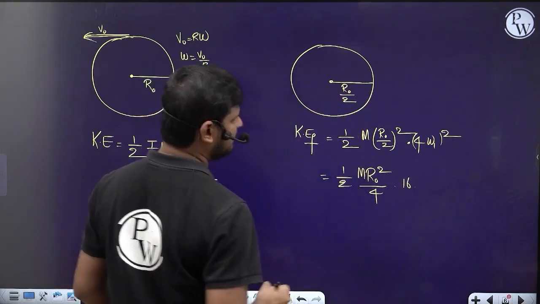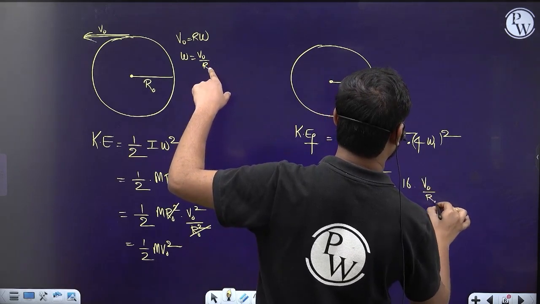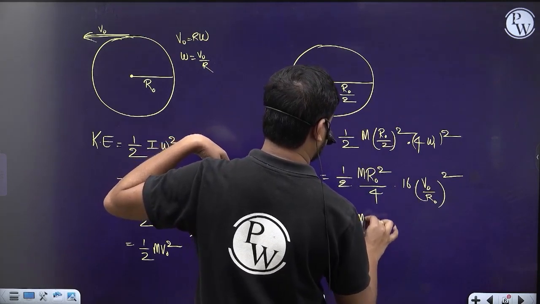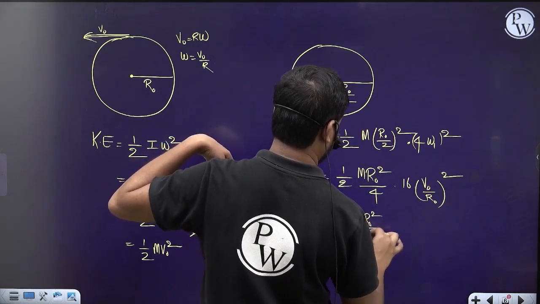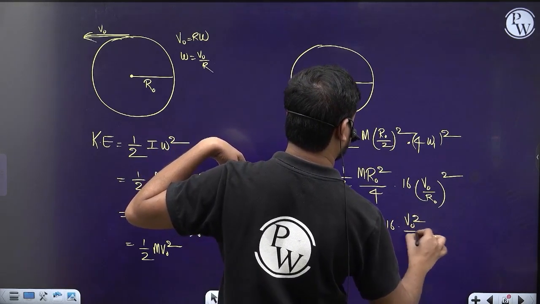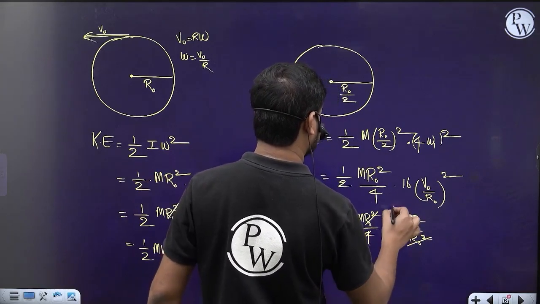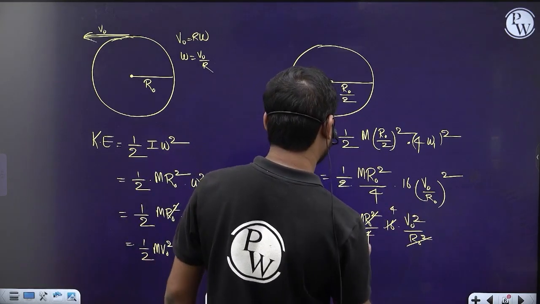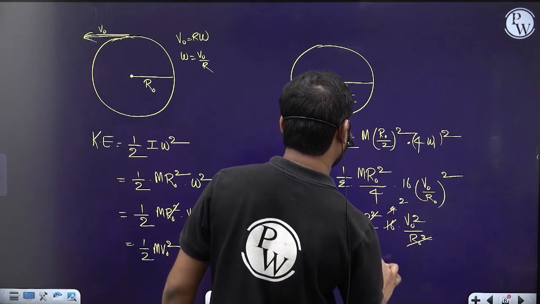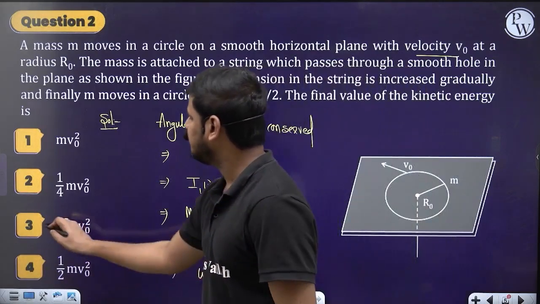In place of omega 1, we can write V naught by R naught whole square. So which is nothing but half into M R naught square by 4 into 16 into V naught square by R naught square. So R naught square gets cancelled. 4 ones are 4, 4s are 16, so 2 ones are 2, 2s are. So here it becomes 2 times M V naught square. So the final kinetic energy will be 2 times M V naught square.